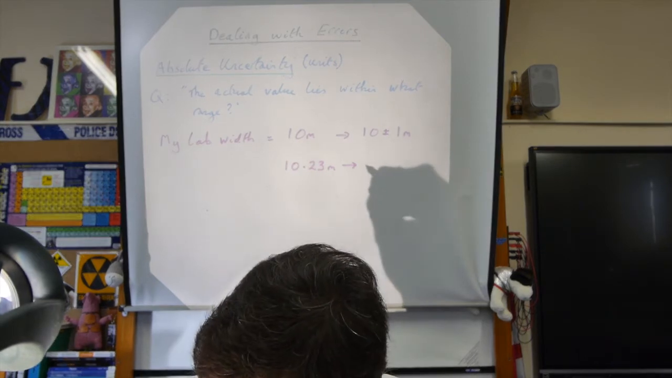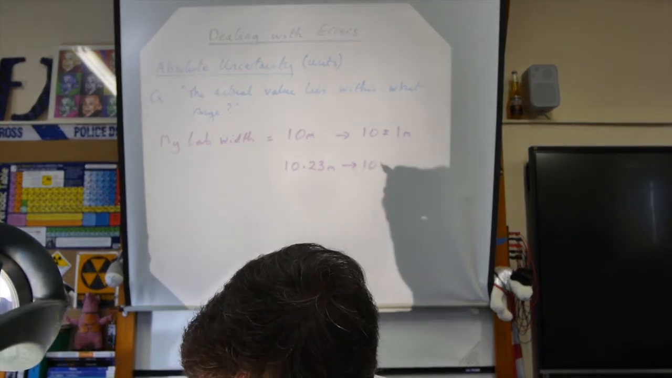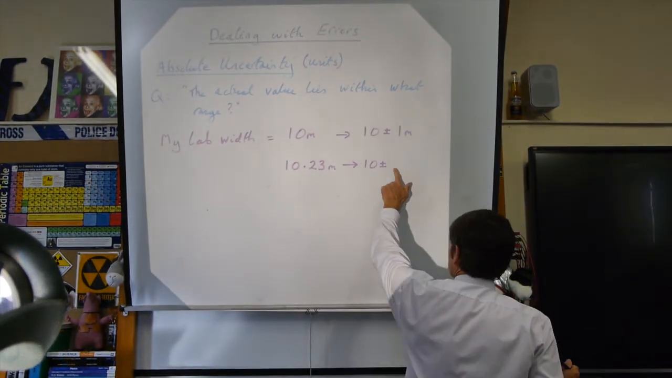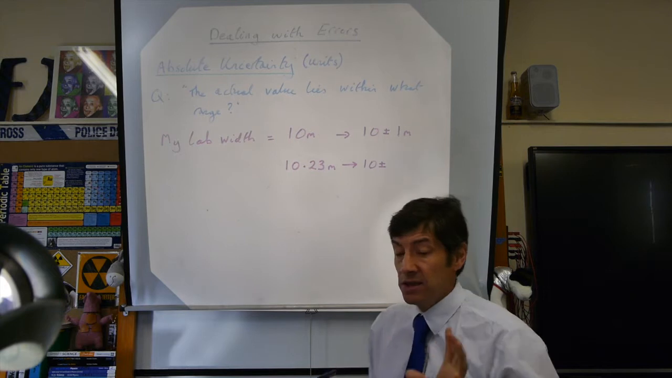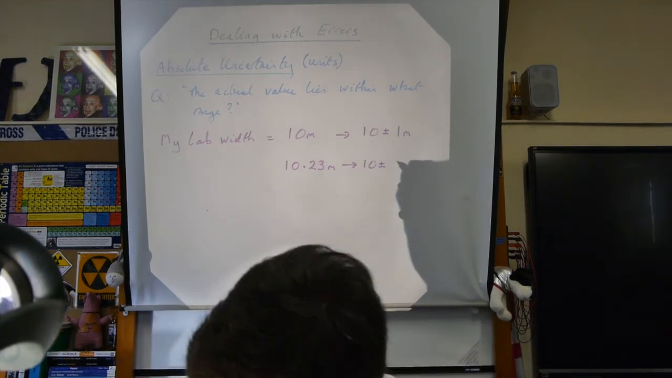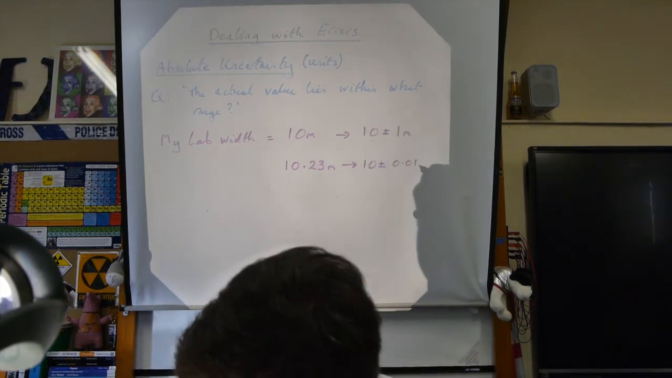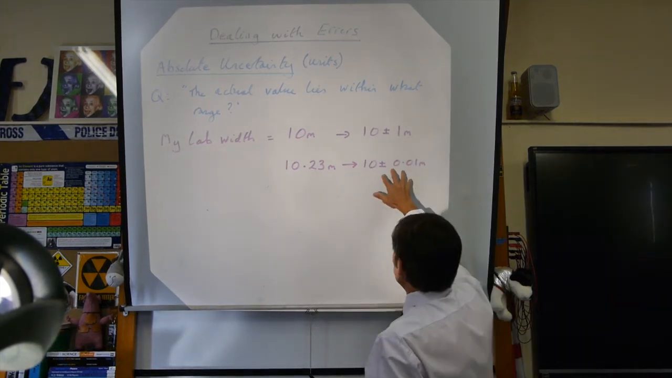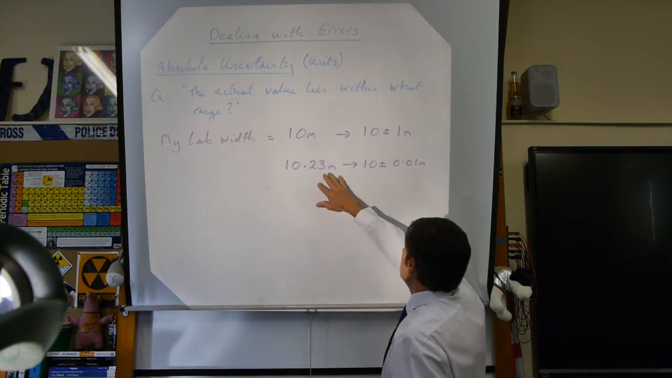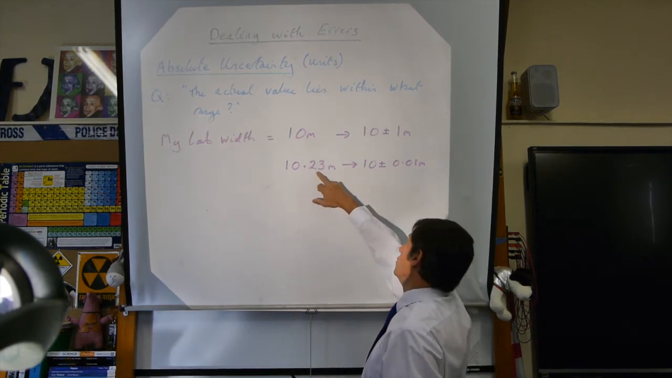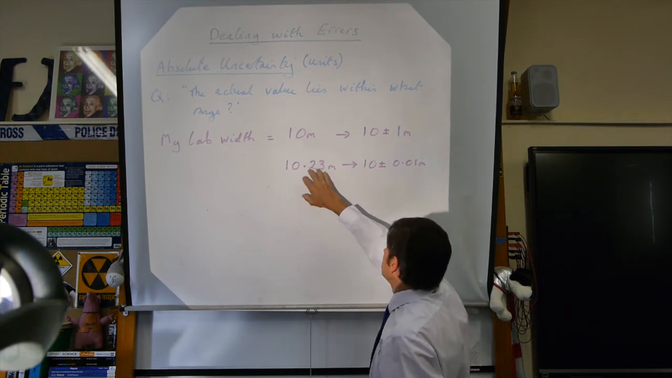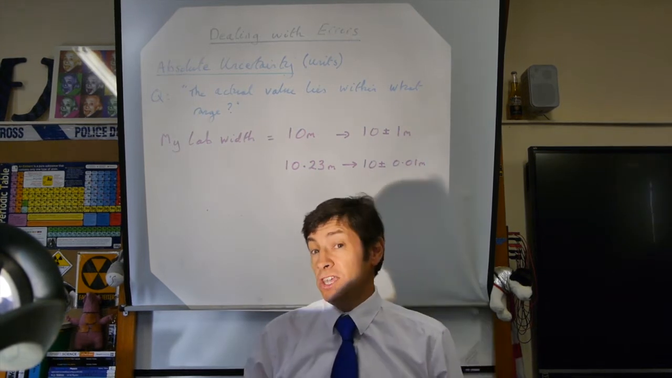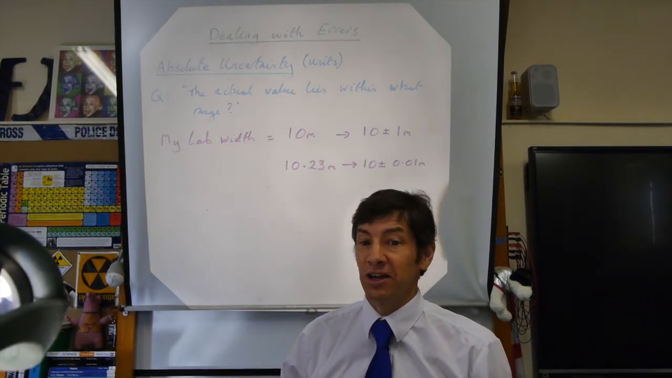So this is 10 metres plus or minus. Now you've got to be careful here. I can't write 1 centimetre because that's not 10 centimetres. So it's 10 metres plus or minus 0.1 metre. Now that makes me realise that when I measured the lab, it could be 10.24 or it could be 10.22. It gives me the range in which the real answer lies.